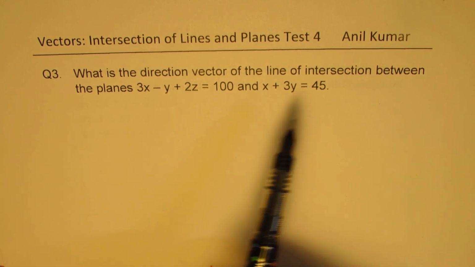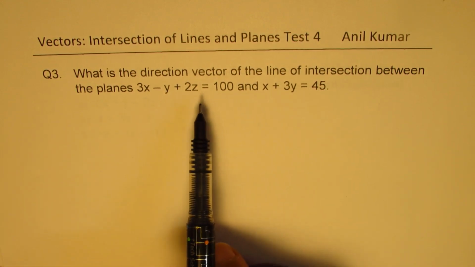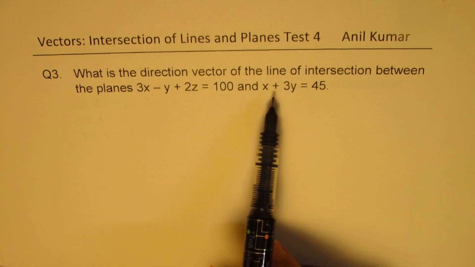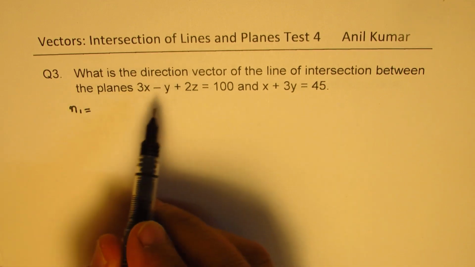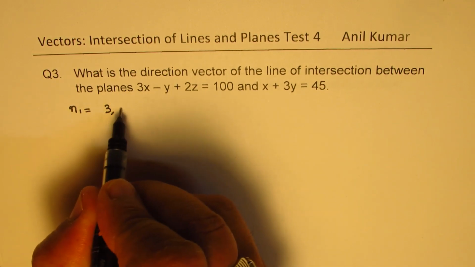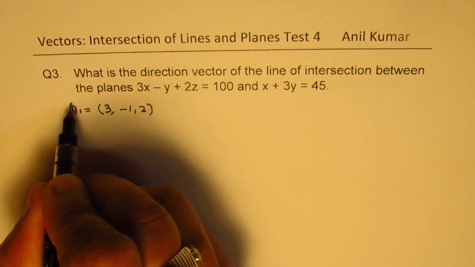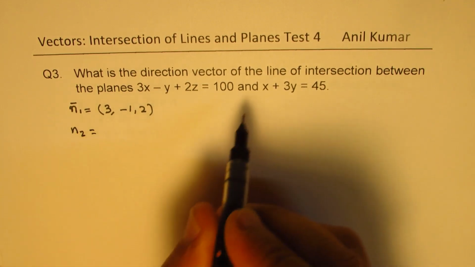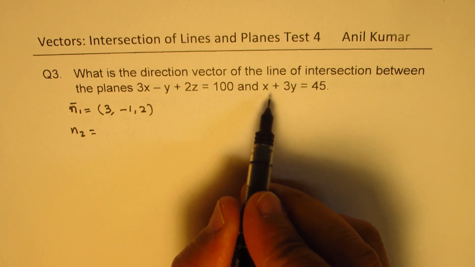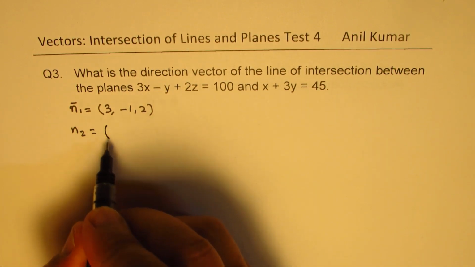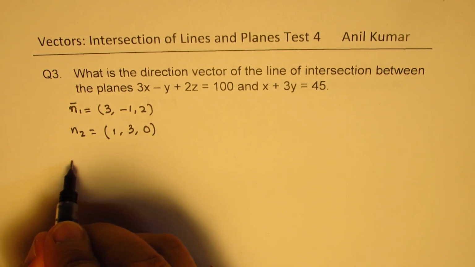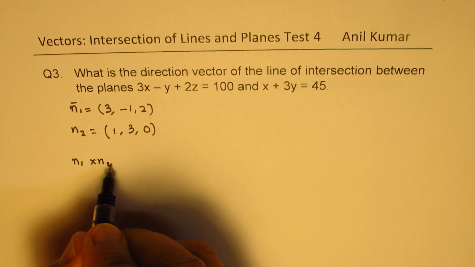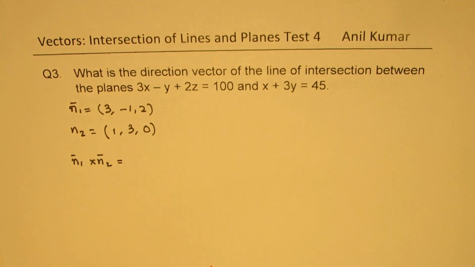Now the direction vector for the line should be perpendicular to the normals of these two planes, right? So basically we know the normal of the first plane is 3, -1, 2, and the normal for the second plane, x plus 3y equals 45, means 1, 3 and 0. The cross product of the two normals, n1 cross n2, should be the direction vector of the line of intersection of these two planes, right?